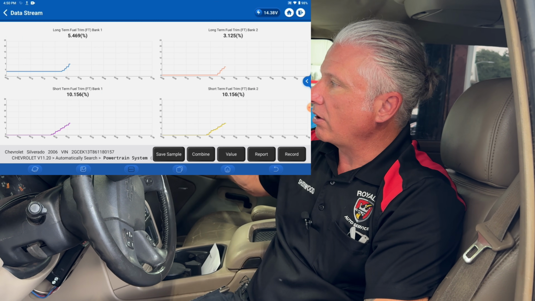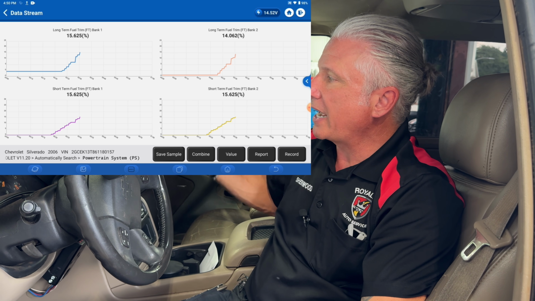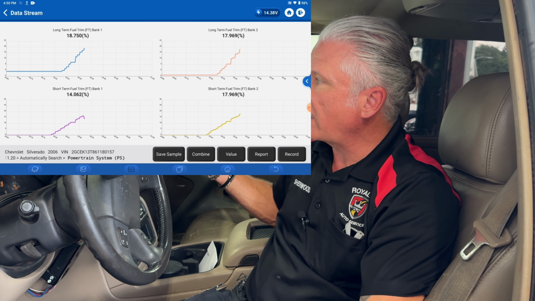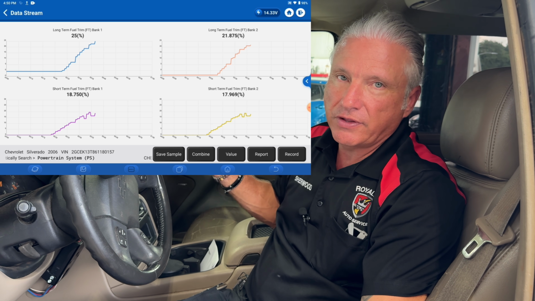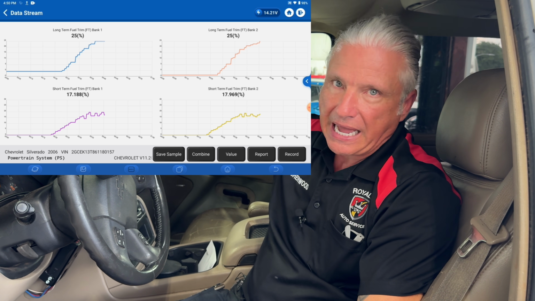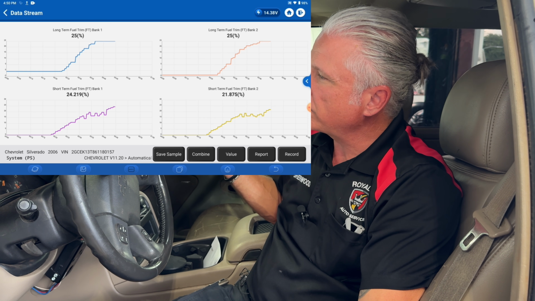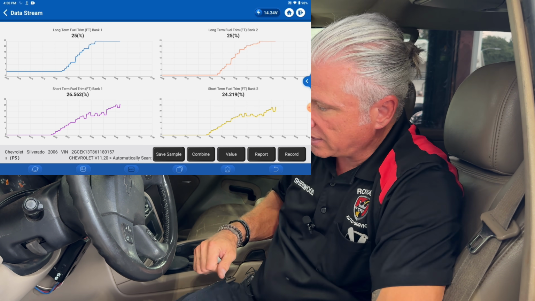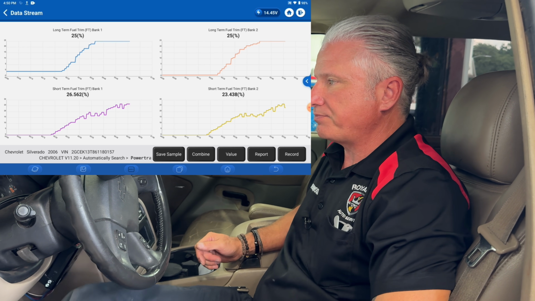So again, you remember from other videos, we always add the two fuel trims together. So right now we're at 37, 38%, something like that. I believe that the long term on this vehicle actually tops out at 25%. I think it caps there. That's as high as it's going to go. Short term can obviously go higher, so we can see that. We're going to let those trims kind of even out real quick.